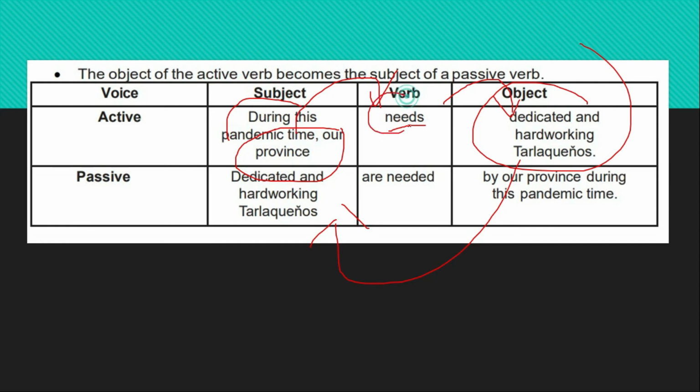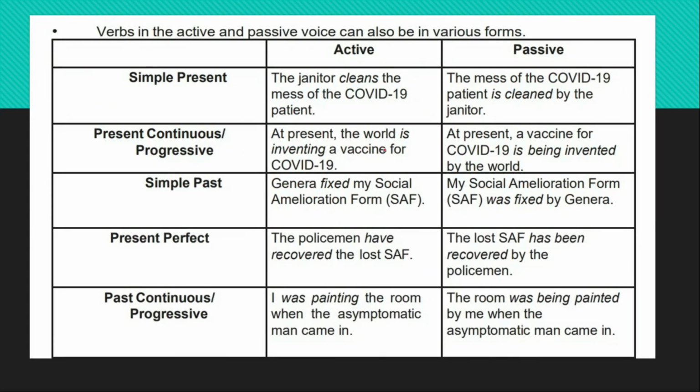and then needs, present form, so it's either is, am, or are. Since Tarlaqueños is plural, we will use are. Are and then the past participle form, are needed, and then by our province during this pandemic time. Clear? Okay, I hope. Here are the different forms of active and passive voice. Okay?